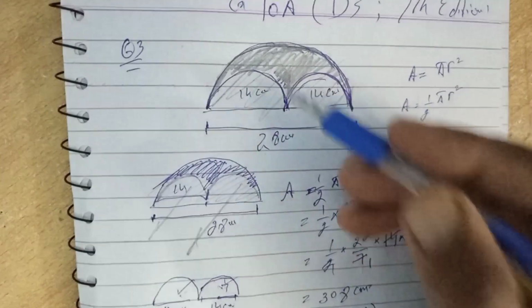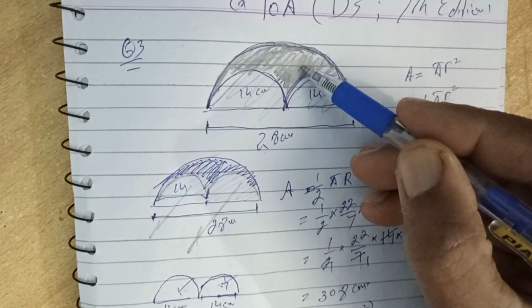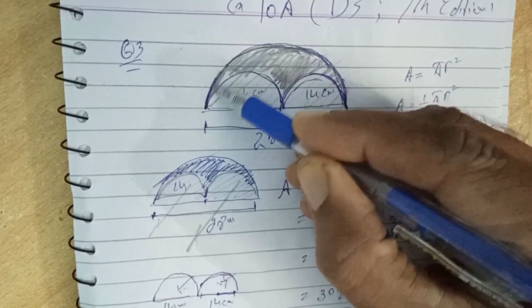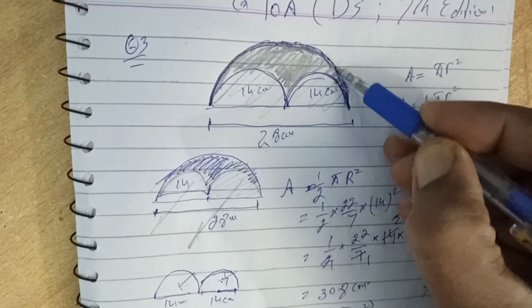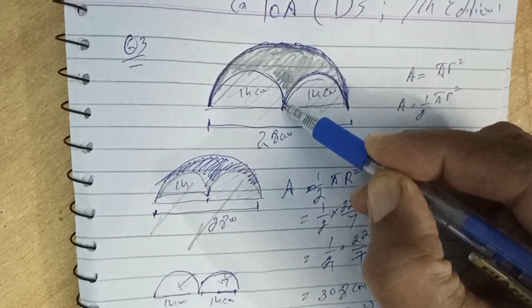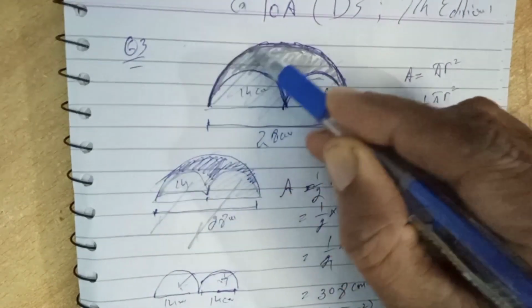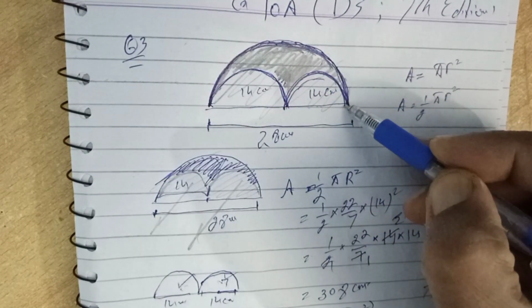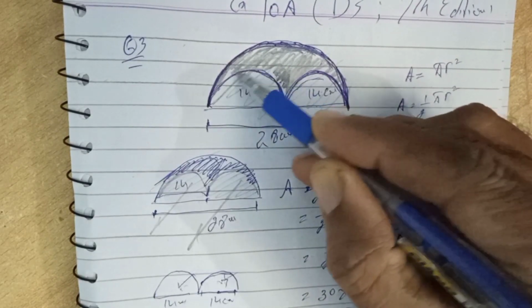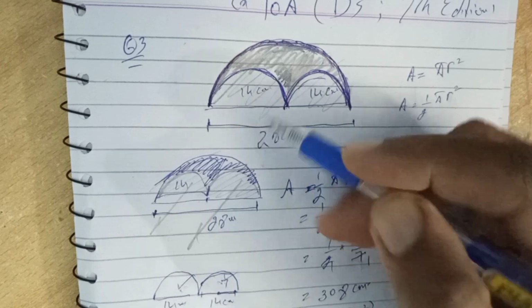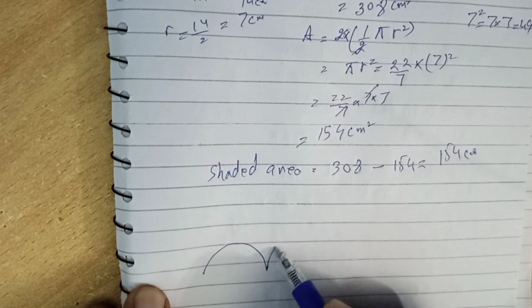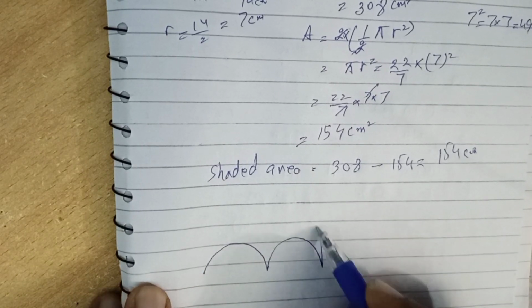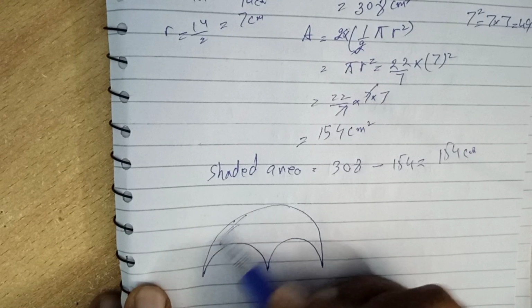If you look at this shaded region, I trace its boundary. This is its boundary. This is the boundary of the shaded region. So when I add this length and this length and this length, it will give you the perimeter of the shaded region. Now I redraw this figure over here, only the shaded region. This is the shaded region.